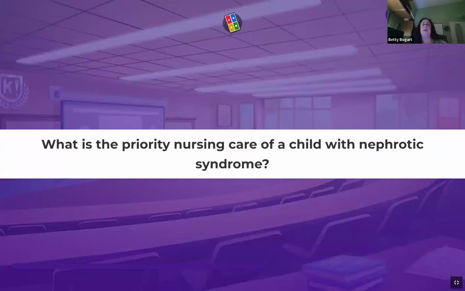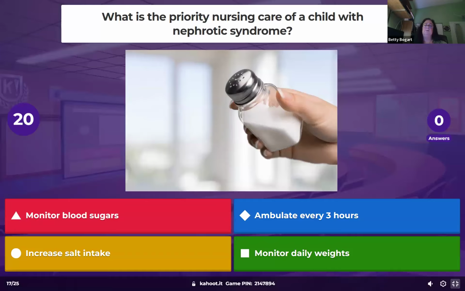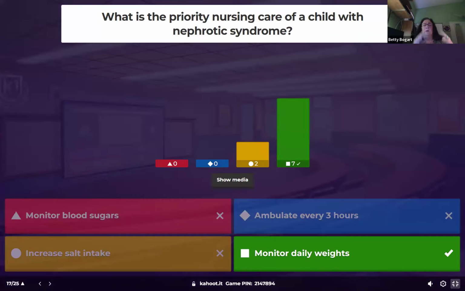What is the priority nursing care of a child with nephrotic syndrome? Again, diabetes insipidus is fluids, SIADH is fluids, nephrotic syndrome, renal, these are all things with fluid, right? Biggest concern, number one priority: daily weights. Yes, intake and output, but daily weights will tell you, are you gaining or losing fluid?